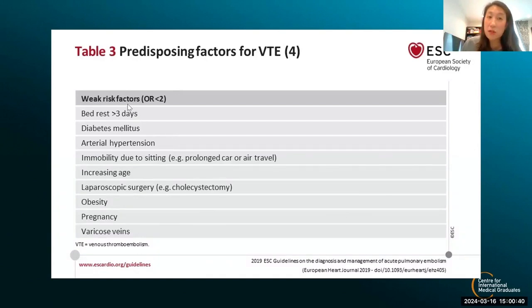But things like bed rest greater than 3 days, history of diabetes, hypertension, immobility, increasing age, laparoscopic surgery, obesity, pregnancy versus postpartum. So postpartum is a moderate risk factor. Pregnancy itself is actually a weak risk factor. And varicose veins, these are all weak risk factors.